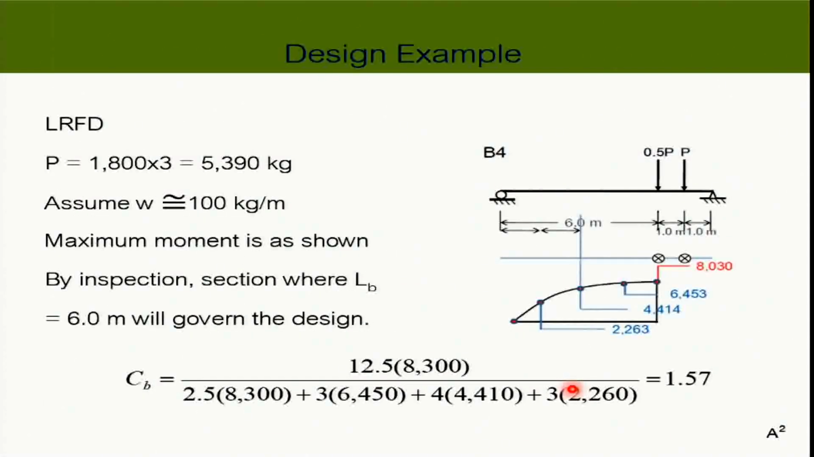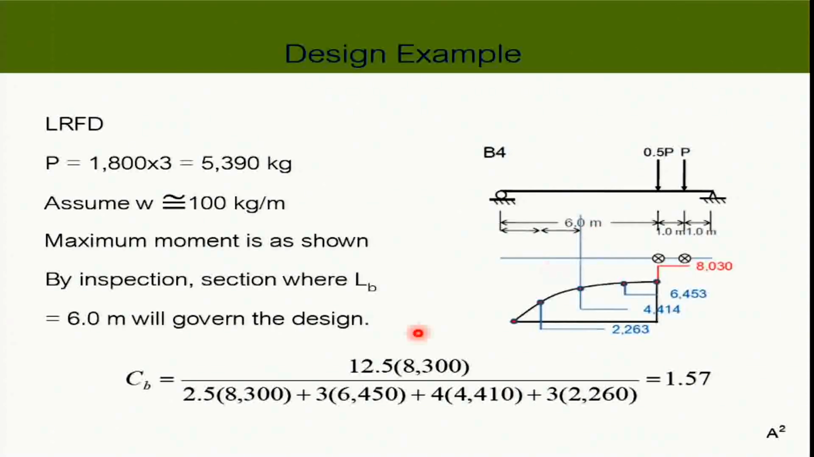Okay, the last one, this is the interesting one. Because now we have B4 with the unbraced length of 6 meters. So we're going to go beyond LP for sure, because LP is no more than 3 meters. It's always 1 or 2 meters something.